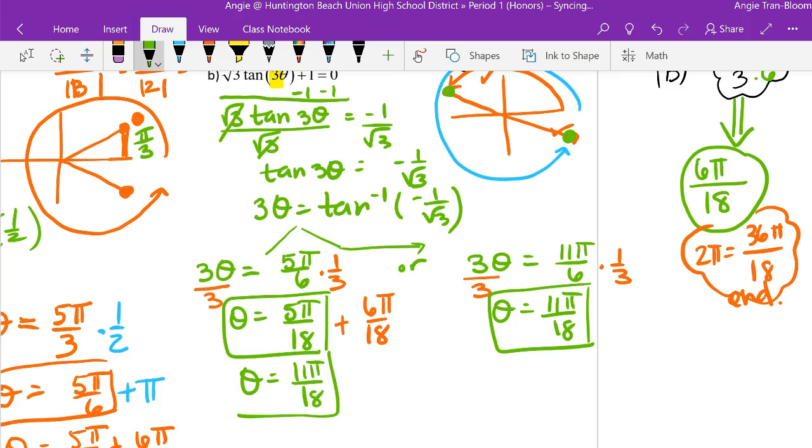That is another angle I can keep. How about over here to the right? Add 6 pi over 18. It's just a period with a common denominator. So that's now 17 pi over 18.